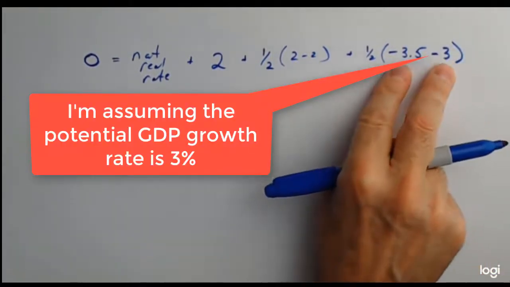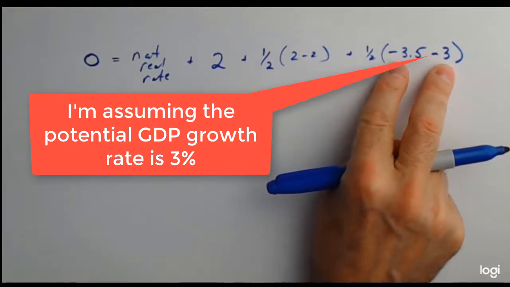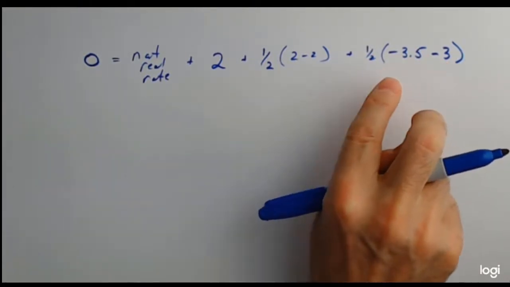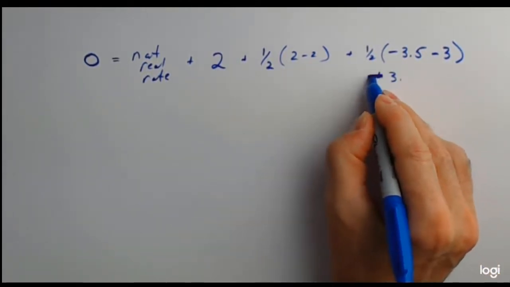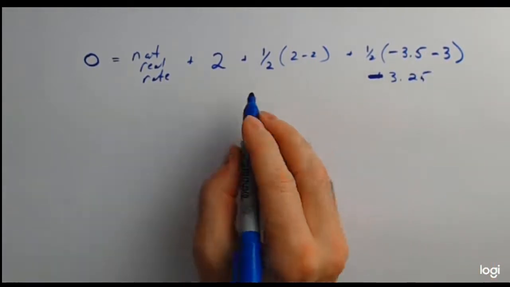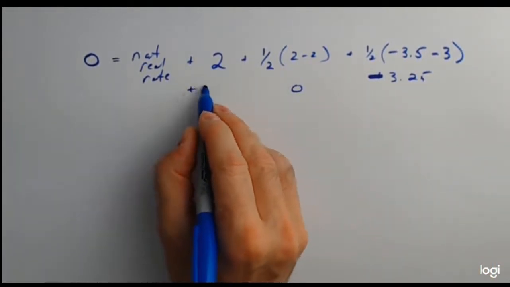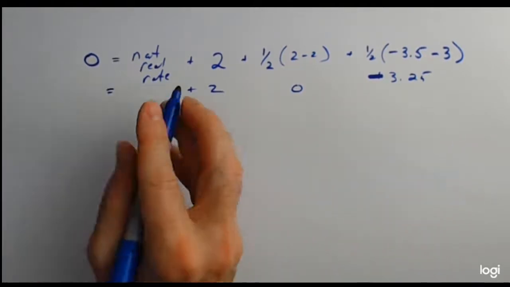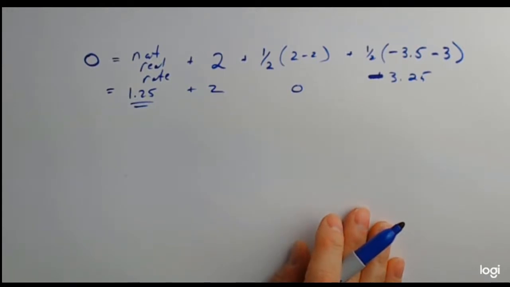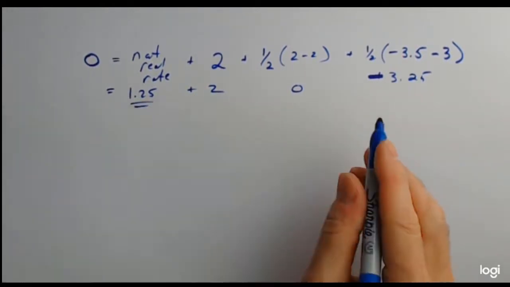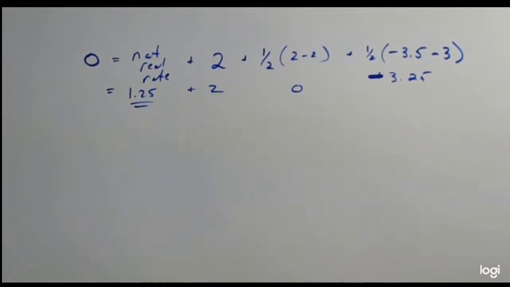So here we have the gap. Look, the gap is minus 6.5% times a half. And so that's going to have a minus 3.25% effect. This is 0, this is 2. And so what that implies is the natural real rate, the unobservable natural real rate, is 1.25%. That is the interest rate that allows potential GDP to grow like it does. So underneath the assumptions of a potential GDP is a natural real interest rate.